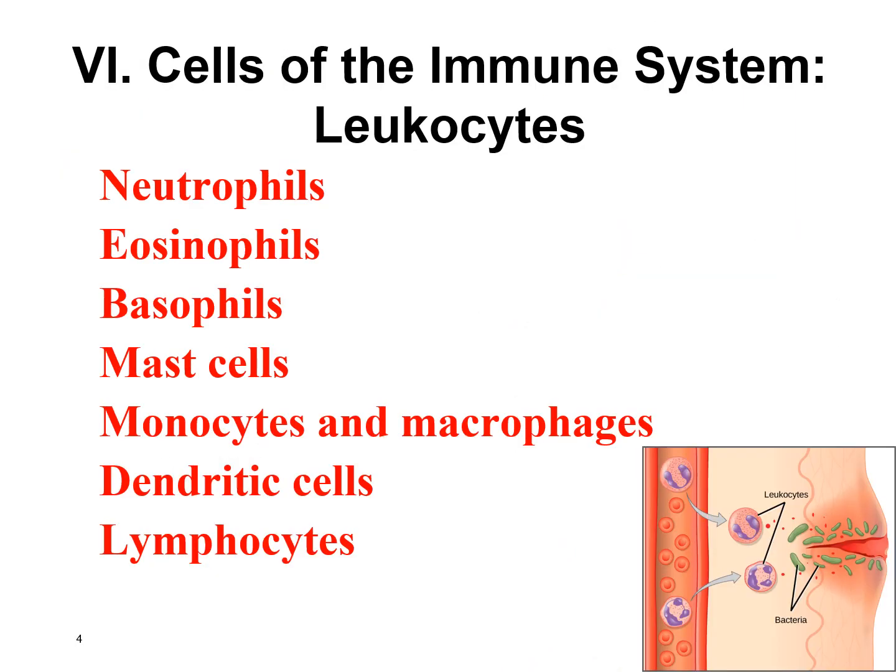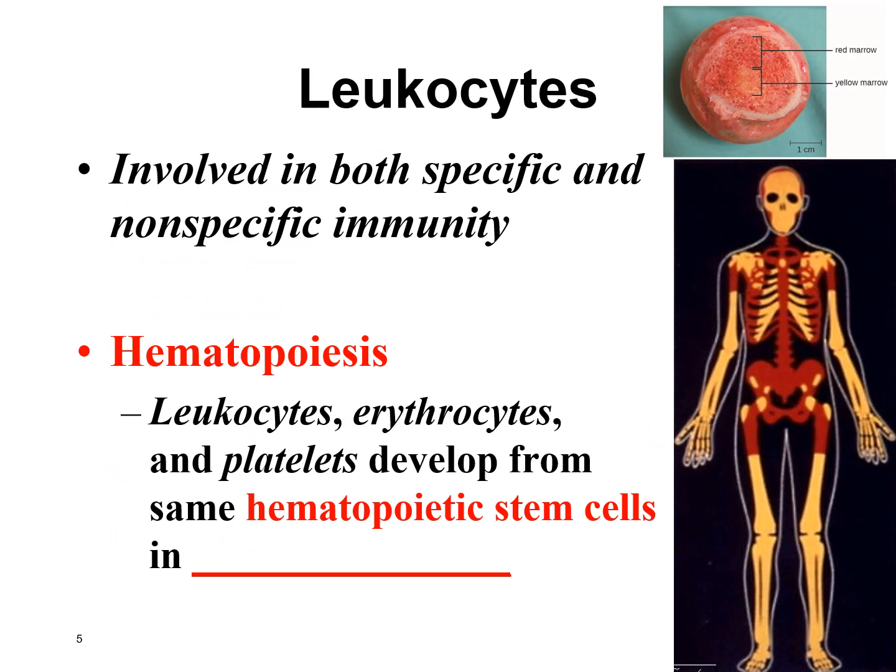So these are all the leukocytes, the white blood cells that are part of the immune system. So we're going to go through and talk about what each of them do. So the white blood cells, some of them are involved in specific immunity, that would be the B and T lymphocytes, and then the rest of them will be involved in the non-specific immune defenses.